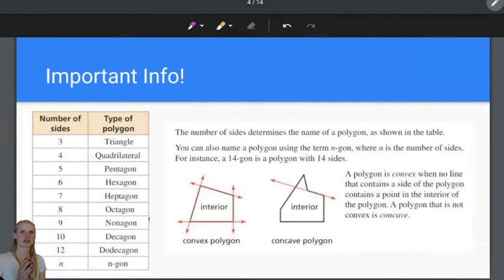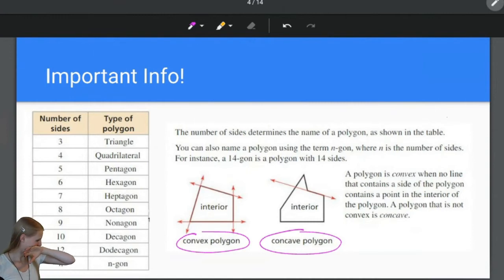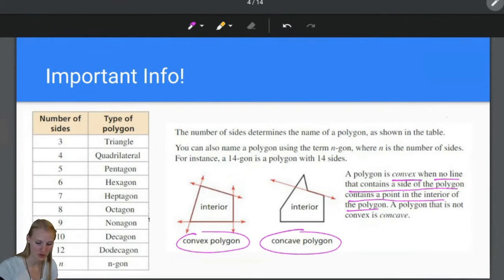Now, you need to know the difference between convex polygons and concave polygons. So, a polygon is convex when no line that contains a side of the polygon contains a point in the interior of the polygon. Very complicated. That's what this picture shows, that if you continue this side right here, if you continue that line, part of that line is inside of the polygon. Over here, none of these lines are ever inside of the polygon. They're only on the outside. They're only on the border. If that doesn't make any sense, that's okay.